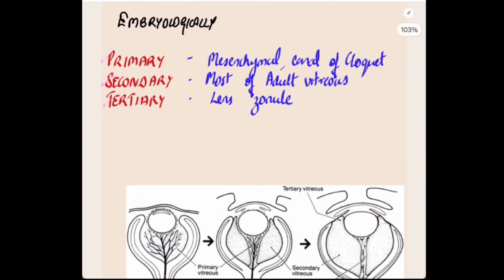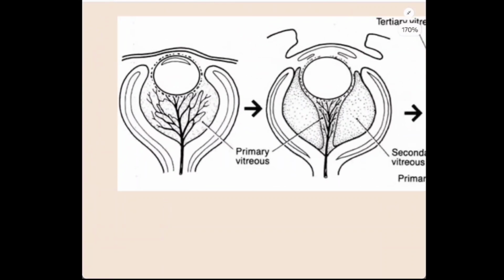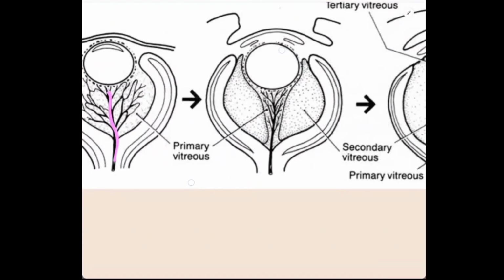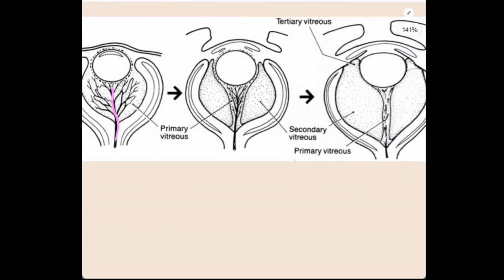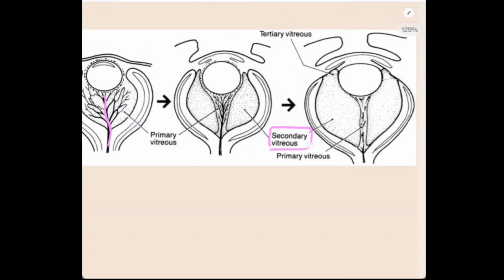Embryologically, the vitreous is divided into three parts: the primary, secondary and tertiary. Primary is the mesenchymal part with canal of Cloquet. Secondary constitutes most of the adult vitreous and tertiary constitutes the lens zonule.